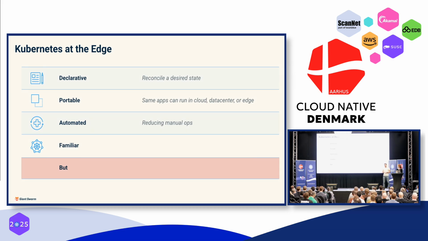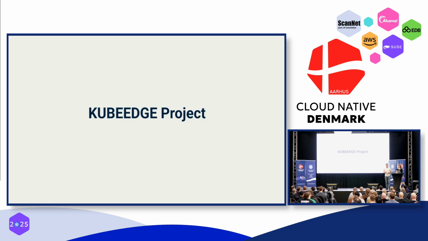Automated through the use of reconciliation loops in controllers. So we reduce manual operations for our operators. And you get the same familiar Kubernetes API that we already know and love. However, Kubernetes assumes stable networking. So it is often the case in cloud and data center environments, but at the edge it's not always true. And this is where KubeEdge comes into play.